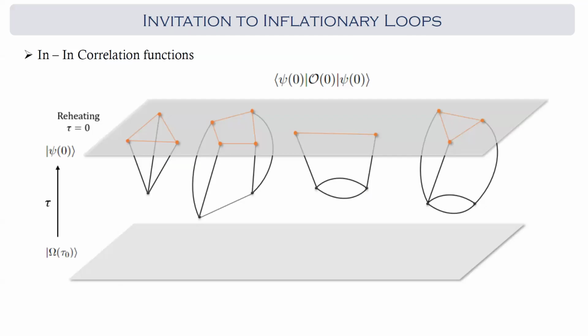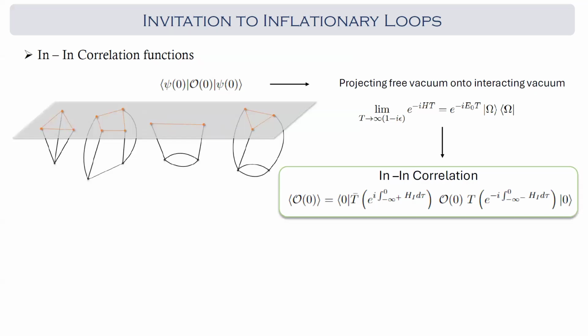To be more precise, the quantities that we are computing are in-in correlations. They're the expectation value of some operator O on some state psi at late times tau goes to 0. This is towards the end of inflation, where the state psi has evolved from some vacuum omega at some early time. Now you can project the free vacuum onto the interacting vacuum omega, do some math and get this in-in expression.